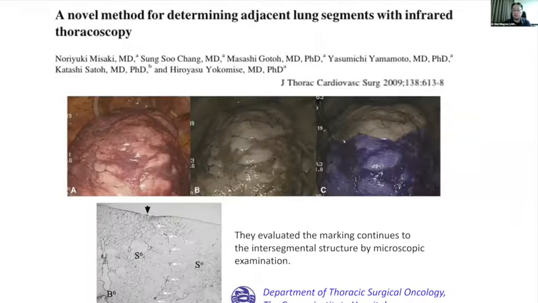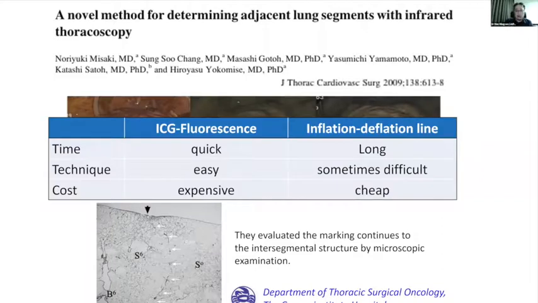He put some marks around this border. In this paper, he confirmed that this marking continued to the intersegmental structure by macroscopic examination. So this border is a really correct intersegmental border. Now I use this ICG fluorescence method. This method is a very quick and easy technique. But we need the cost, because this IRT system is a little bit expensive.